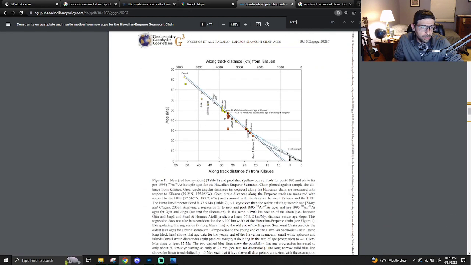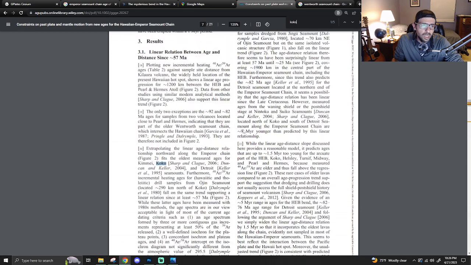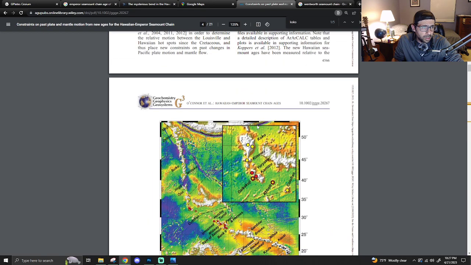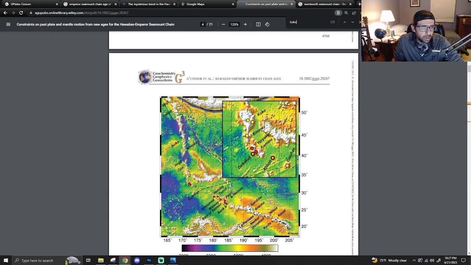Okay, figure 2. Koko. Distance, not age. Age. Koko. 52 about. Nintoku. 55. Suiko. 62-ish. Interesting. How far back? All the way back here.